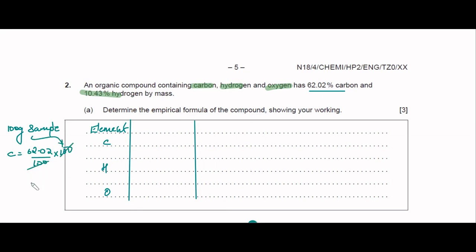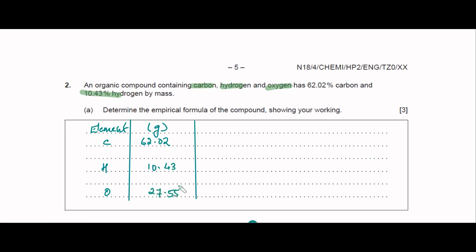This 100 gets cancelled, and I'll be getting 62.02, meaning this 62.02% I can replace with grams. Grams of carbon would be 62.02. I hope you've understood how we are replacing percentage with grams. The same calculation works for hydrogen also. It would be 10.43 over 100 times 100, assuming a 100 gram sample. So this also turns out to be 10.43. And last of all, this turns out to be 27.55. So we have got the grams.